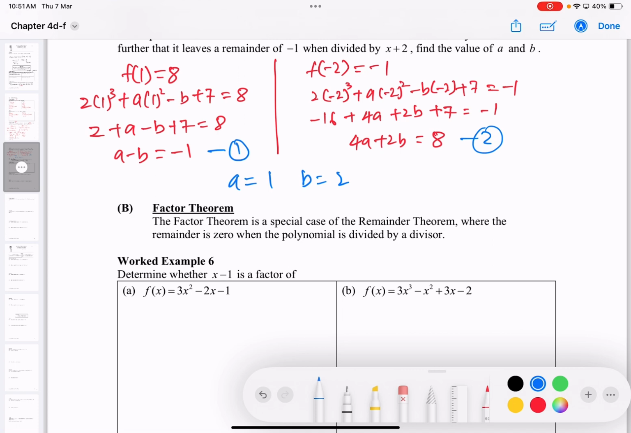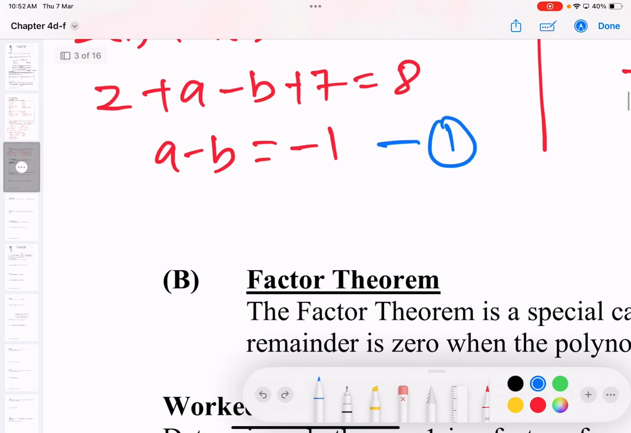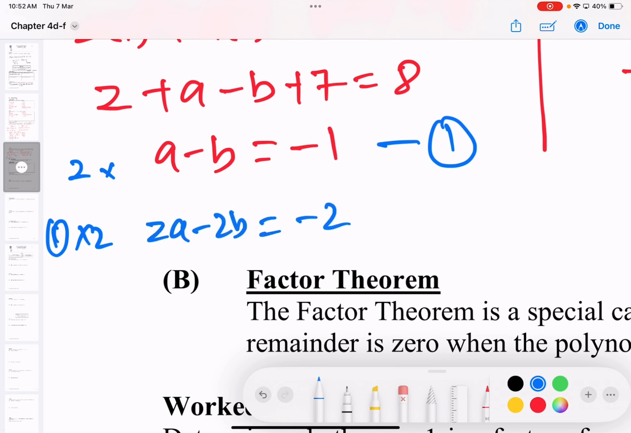Let's do this simultaneous equations, alright? Okay, so here I have equation 1 and equation 2. I want to do by elimination, but I realize that here is negative B, here is positive 2B. So what I can do is I can multiply by 2 throughout. I multiply equation 1 by 2. So I get 2A minus 2B is equals to negative 2. This is my equation 3.